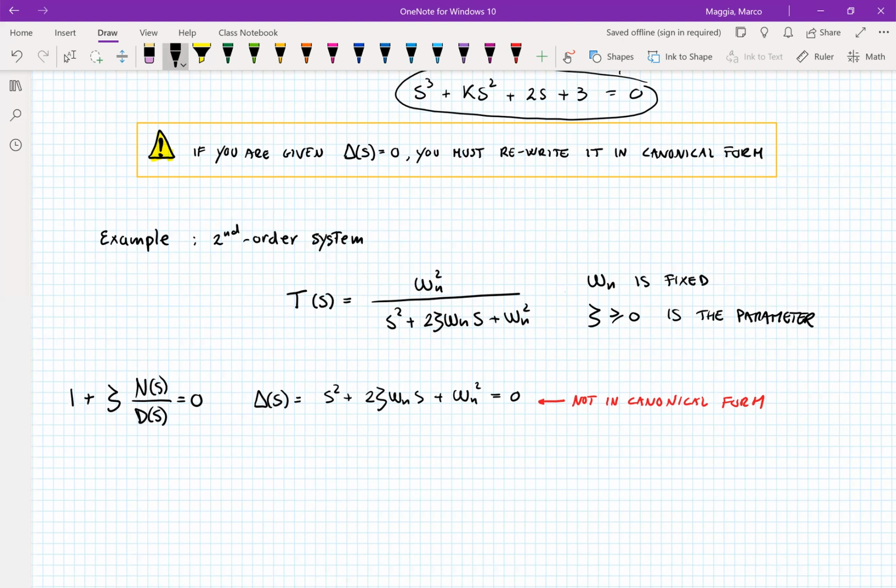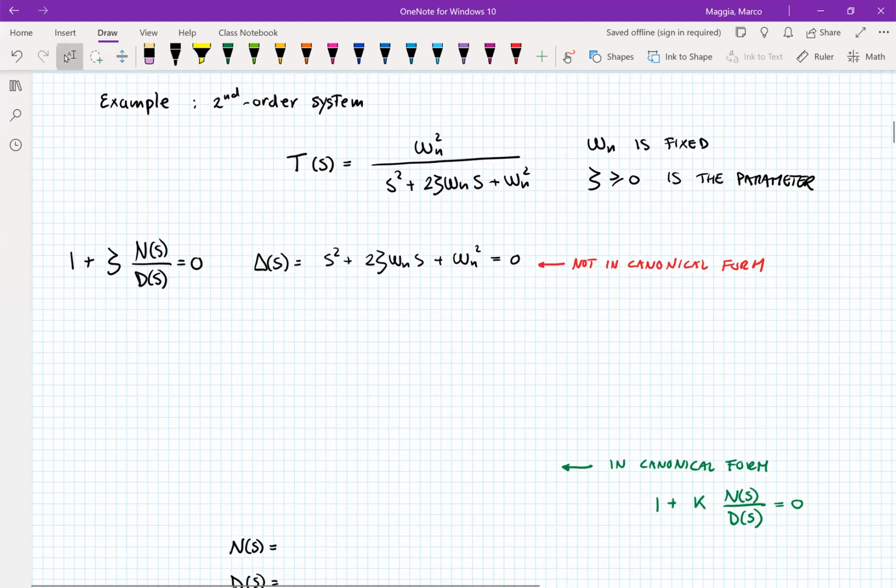So what do we do? Okay, we separate all the terms that do not contain zeta. So it's going to be s squared plus omega n squared. And then the other term is only 2 zeta omega n s, then equals 0.